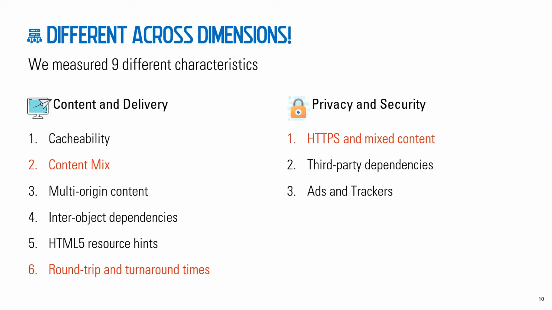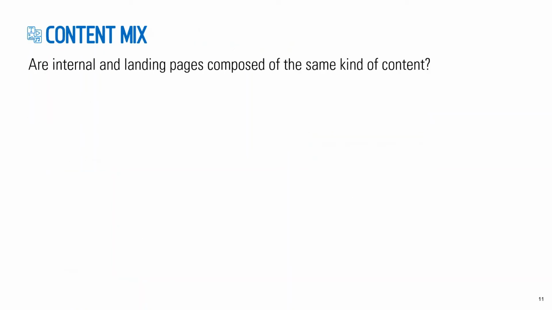In the interest of time, we will only go into detail about 3 of the 9 different characteristics. We will talk about content mix, round trip and turnaround times, and HTTPS and mixed content. For the content mix comparison, the question we ask is, are internal and landing pages composed of the same kind of content in the same proportions?